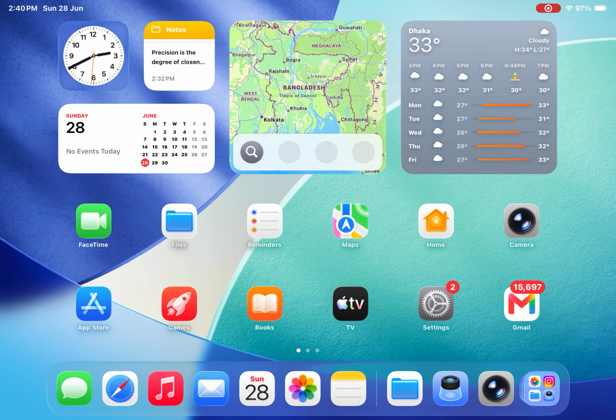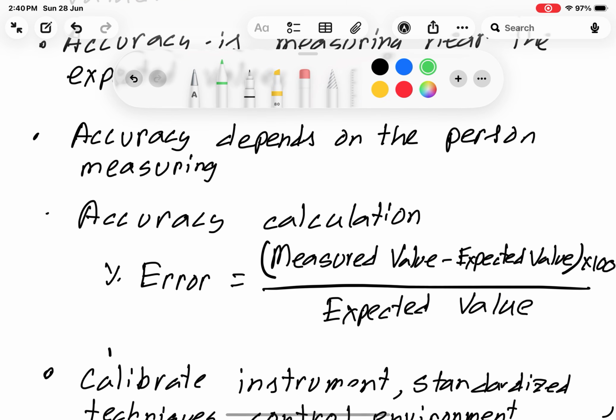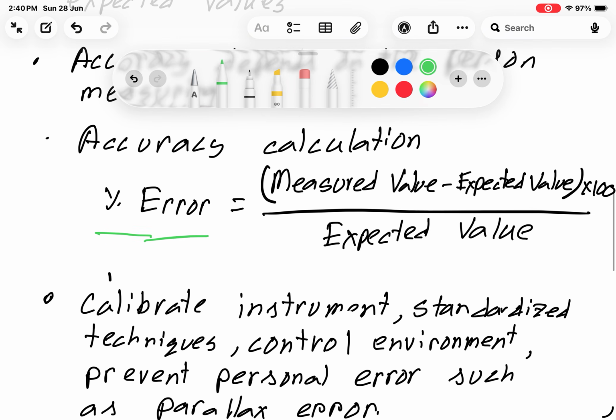Now, this one is important, how to calculate the accuracy. Now, percentage error: measured value minus expected value, times 100, divided by expected value. So, this shows the ratio of the error to the expected value, and then shows it as a percentage. This is something you are going to need a lot. We usually accept 10% error, but it varies from experiment to experiment.